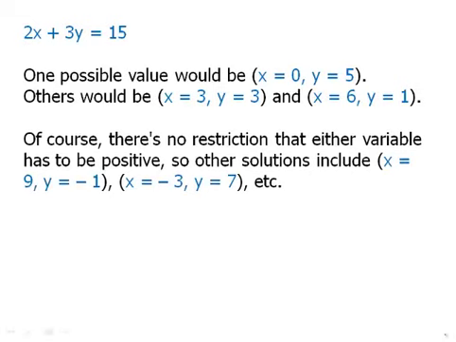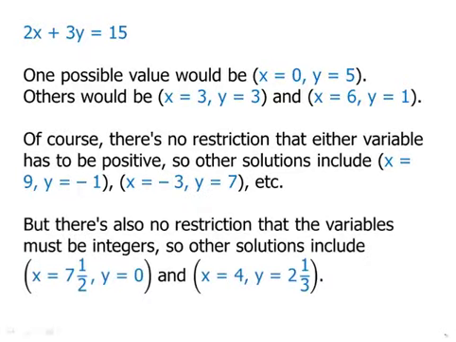Of course, there's no restriction that either variable has to be positive, so other solutions include x equals 9, y equals -1, or x equals -3 and y equals +7. And as you can imagine, we could make x more and more negative and make y more and more positive, or vice versa, so we could get quite a few solutions of that sort.